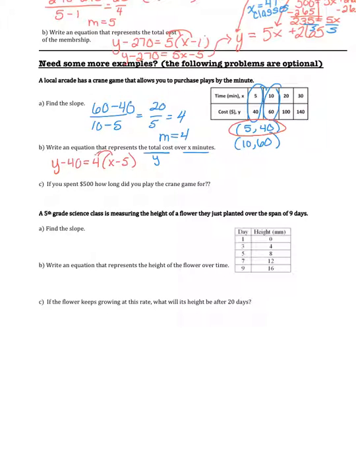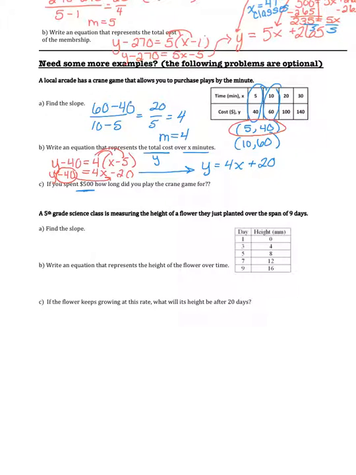Now I'm going to get this into slope-intercept by distributing the 4. That gives me 4x minus 20. And the y minus 40 is still over here. And then I'll add the 40 to the other side. And so my final answer in slope-intercept form is going to be y equals 4x, and that turns out to be plus 20. So if I end up spending $500, kind of just like the last example, how long did I play the crane game for?